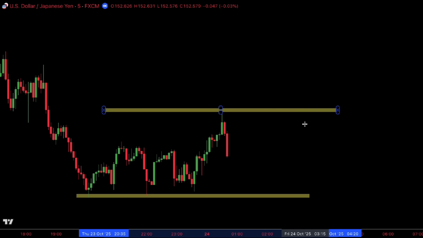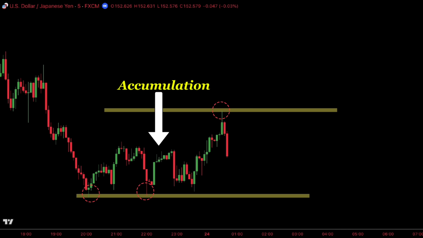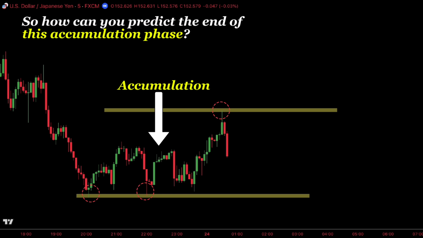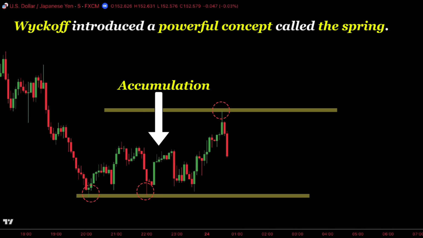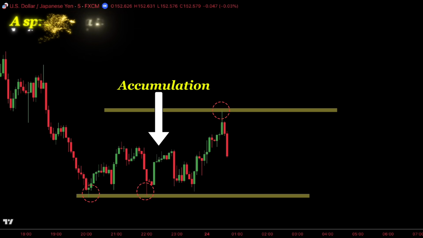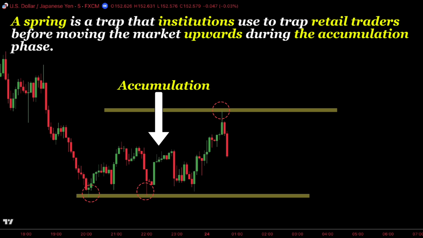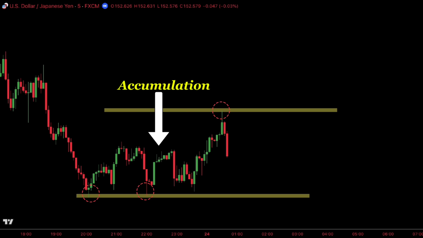Look at this chart example. As you can see, the market was trending down and then entered a range. This is a clear accumulation phase. So how can you predict the end of this accumulation phase? Wyckoff introduced a powerful concept called the spring. So what is a spring? A spring is a trap that institutions use to trap retail traders before moving the market upwards during the accumulation phase. As you can see here, the market is still ranging, but look at what happens.